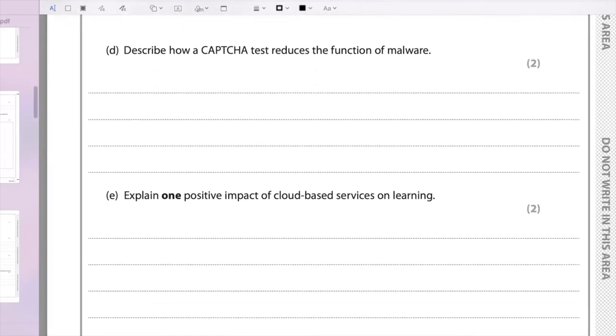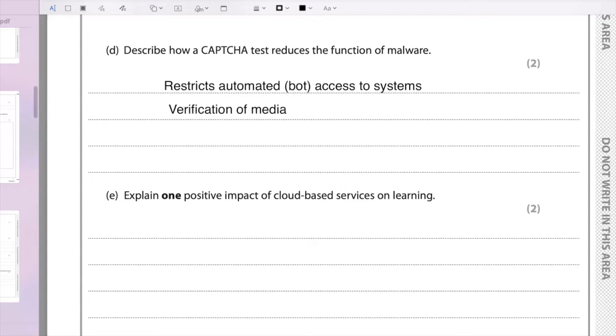Describe how a captcha test reduces the function of malware. The first point I've written there is it restricts automated or bot access to systems, so it stops automated access. We've also got verification of media.